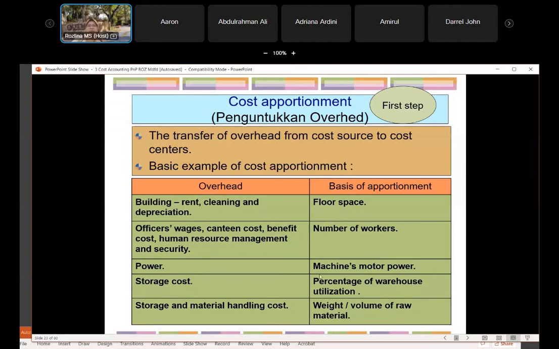Power depends on the machine motor power, or if it is a boiler, you can use boiler. So maybe kilowatt hour or so. Storage cost is based on the percentage of warehouse utilization. Storage material handling cost is based on the weight or volume of raw material.